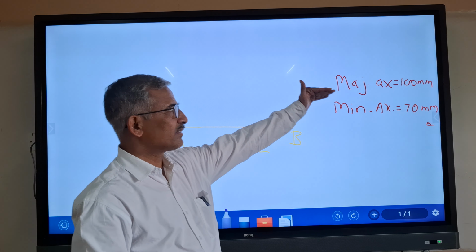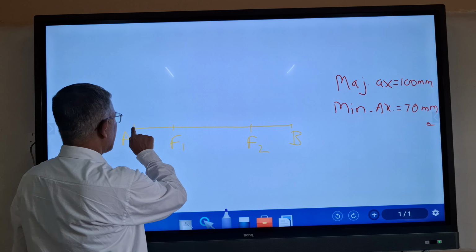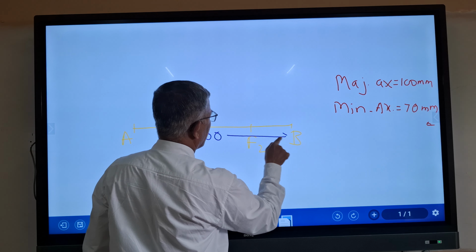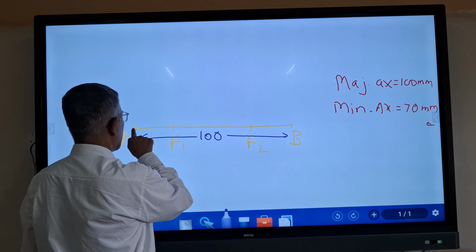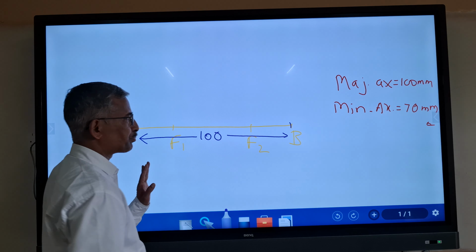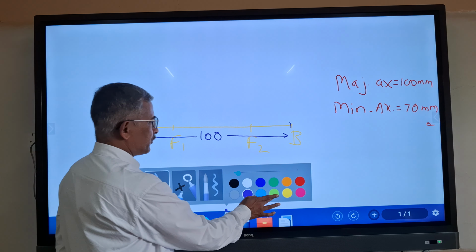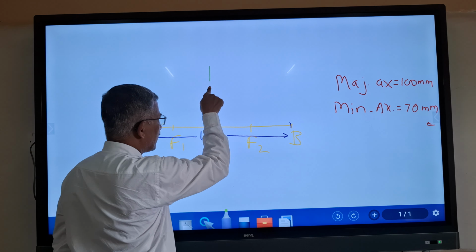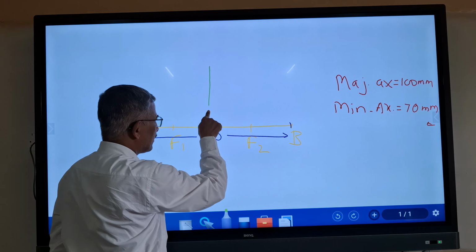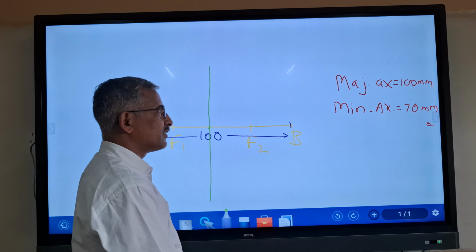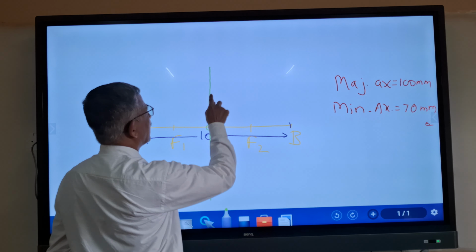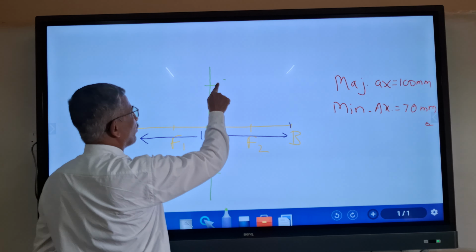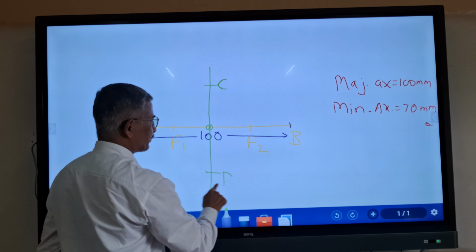Your first step, how much major axis is given? It is 100 millimeter. Take AB distance as 100 millimeter. Take AB 100 millimeter and draw it. Mark point A and mark point B. Then take midpoint of AB and draw one vertical line through that. Minor axis is given 70 millimeter. Half of that distance is 35 millimeter. From this point, mark 2 points, 35 millimeter above and below it. Let these points be point C and point D.